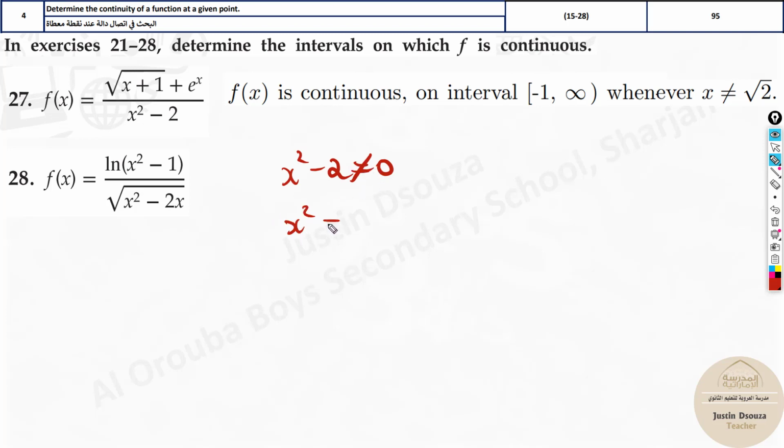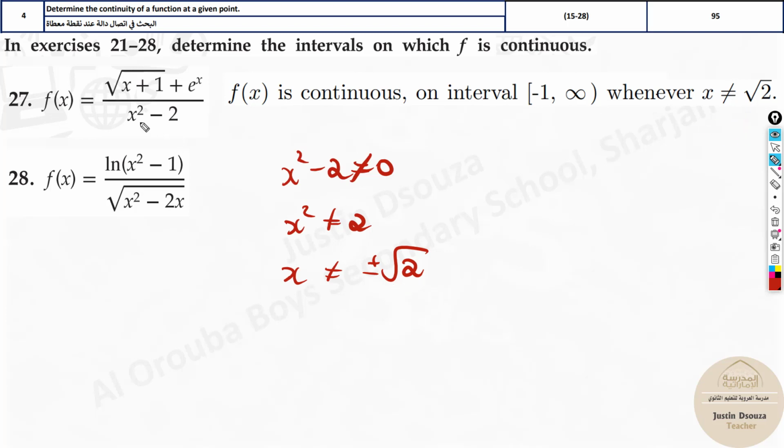X squared cannot be equal to positive 2. So x would be not equal to plus or minus square root 2, right? Take square on both the sides. It will be plus or minus 2. Okay, but look at the answer. It's only plus 2. Why is there no minus 2?